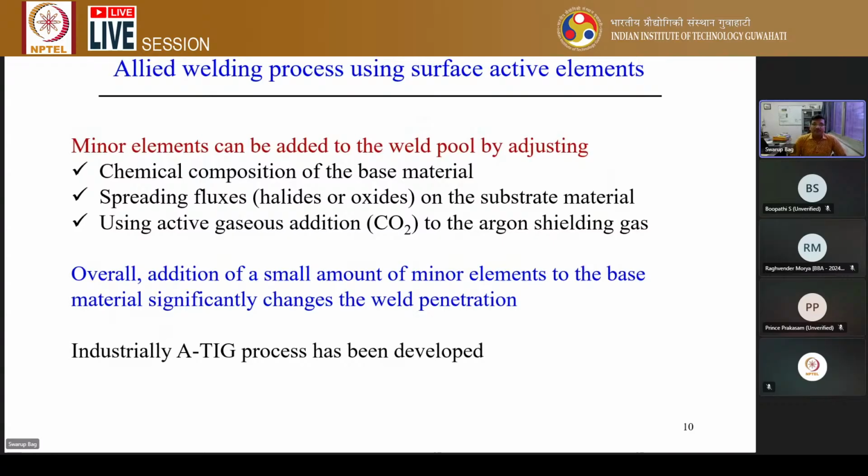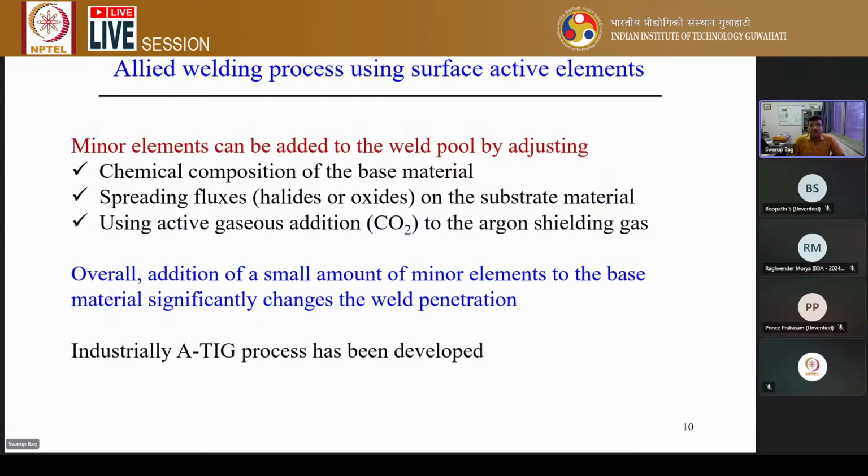For example, the chemical composition of the base metal. The steel is already having some very small quantity of sulfur. So that sulfur will act as a surface active element and change the material flow pattern during the fusion welding process and modify the weld pool shape.